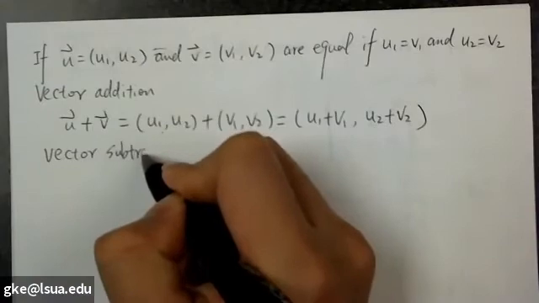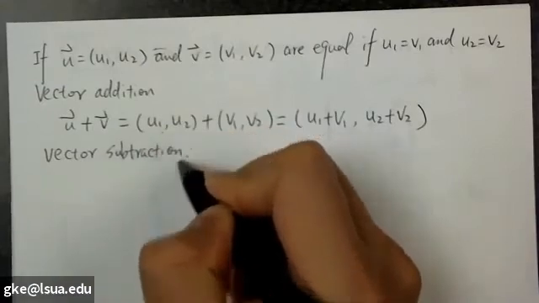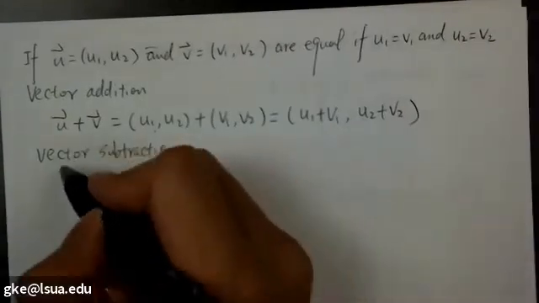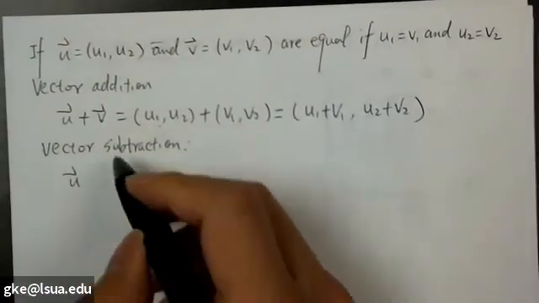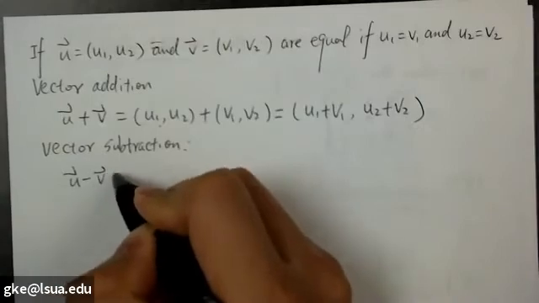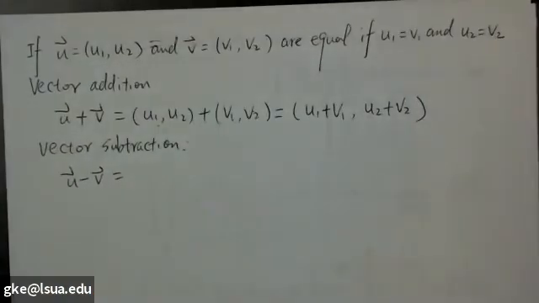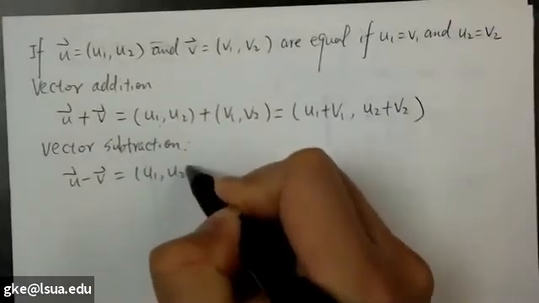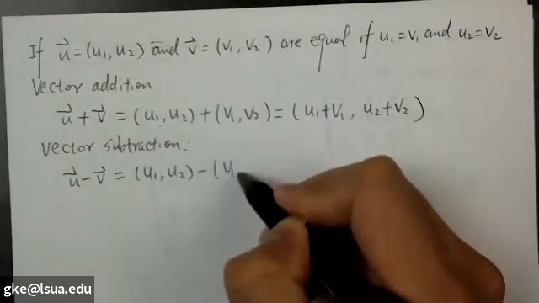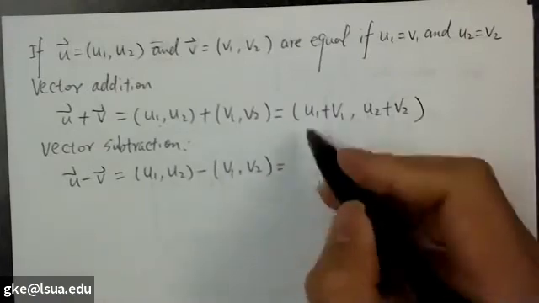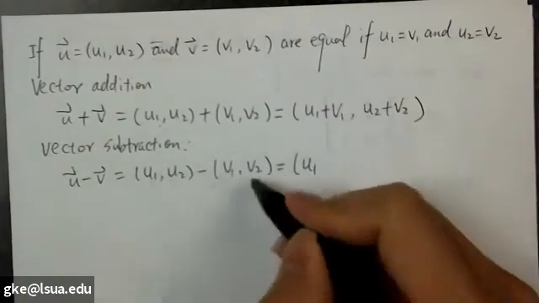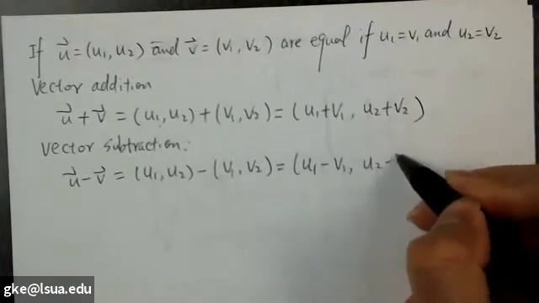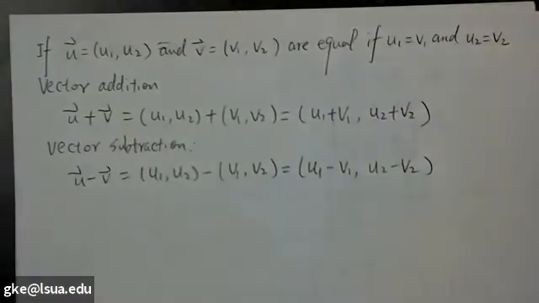Subtraction. Okay. U subtract v is going to be u1 minus v1, u2 minus v2. So the first component subtracts the first component, and the second subtracts the second. Right.